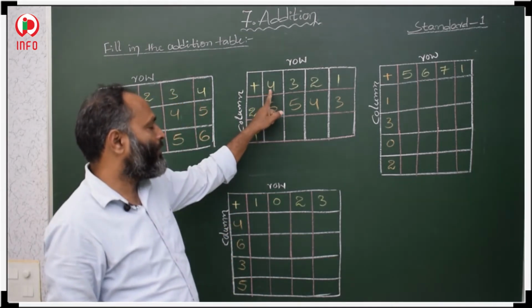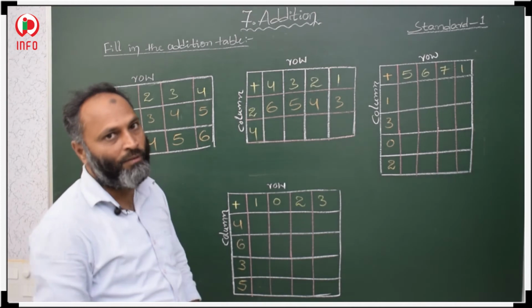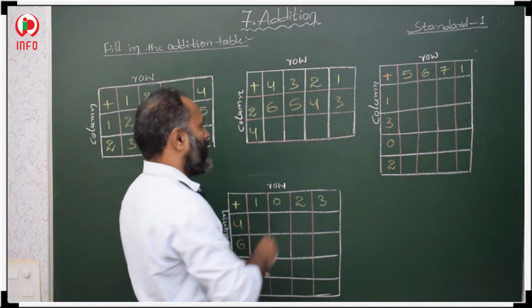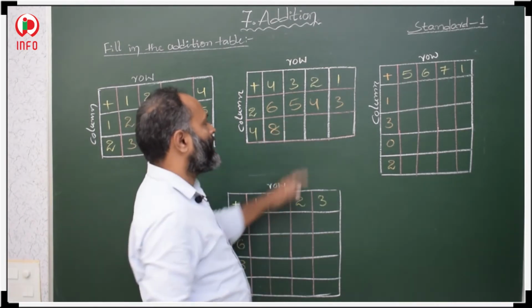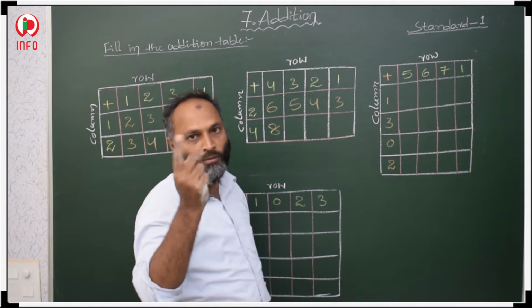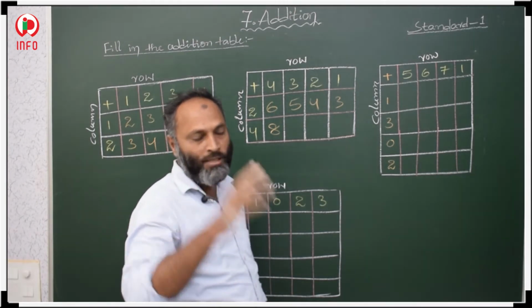4 means after 4 again we have to count 4 numbers serially. 4, 5, 6, 7, 8. 8 will come. Then 3. 3 means after 3, 4 numbers: 3, 4, 5, 6, 7. 7 will come.